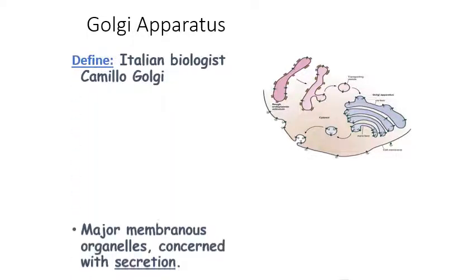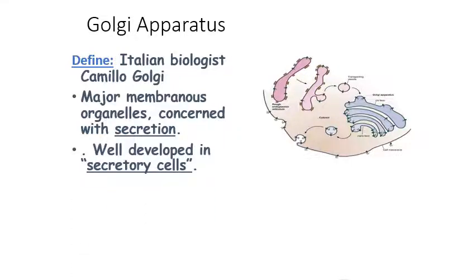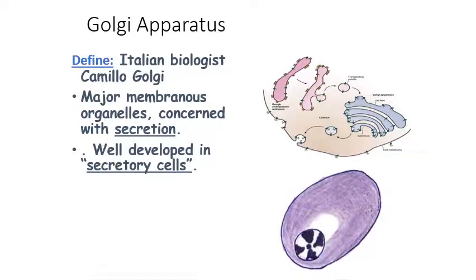We are going to take the organelle known as the Golgi apparatus. Golgi is the scientist who discovered the apparatus. It is the organelle responsible for secretion. It is well developed in secretory cells. Here are two diagrammatic pictures. Here is a diagrammatic picture of a cell.